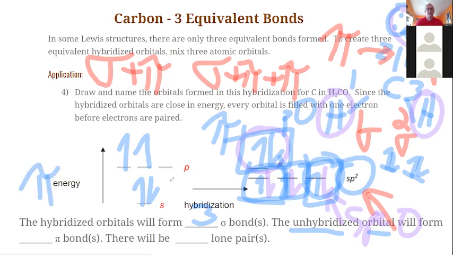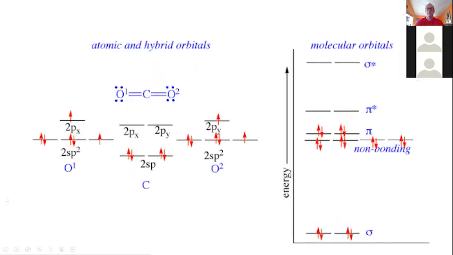All right, good job. Now this next one got confusing because there are mistakes on here. So let's just fix the mistake, shall we?